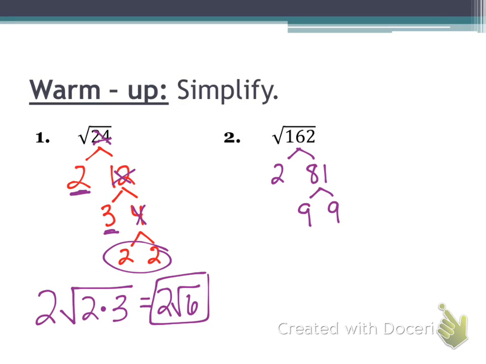Why do I like 9 and 9? It's a pair. We can stop. If you wanted to keep going and get all your 3s, that's fine. But if you have a pair, you can stop and just circle that pair and not break them down anymore. If you keep going and get a bunch of 3s, you're just later going to have to multiply a couple 3s back together to make a 9 anyway. Okay? So we can stop our tree there. What's our answer going to look like? 9 square root 2.